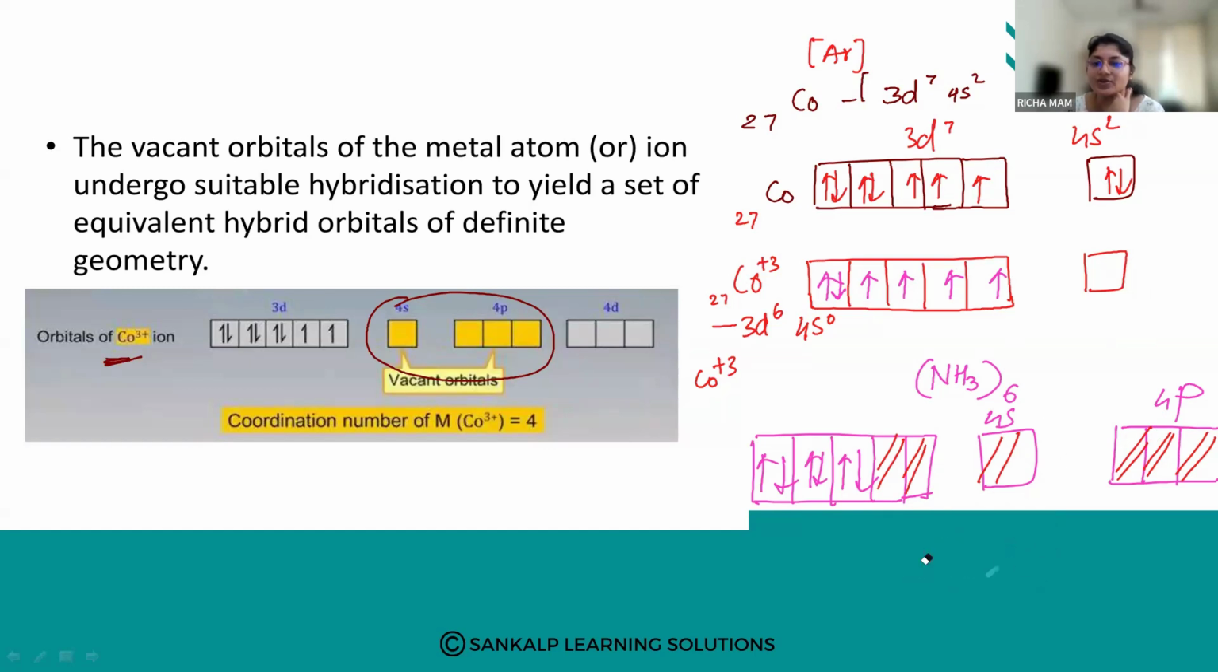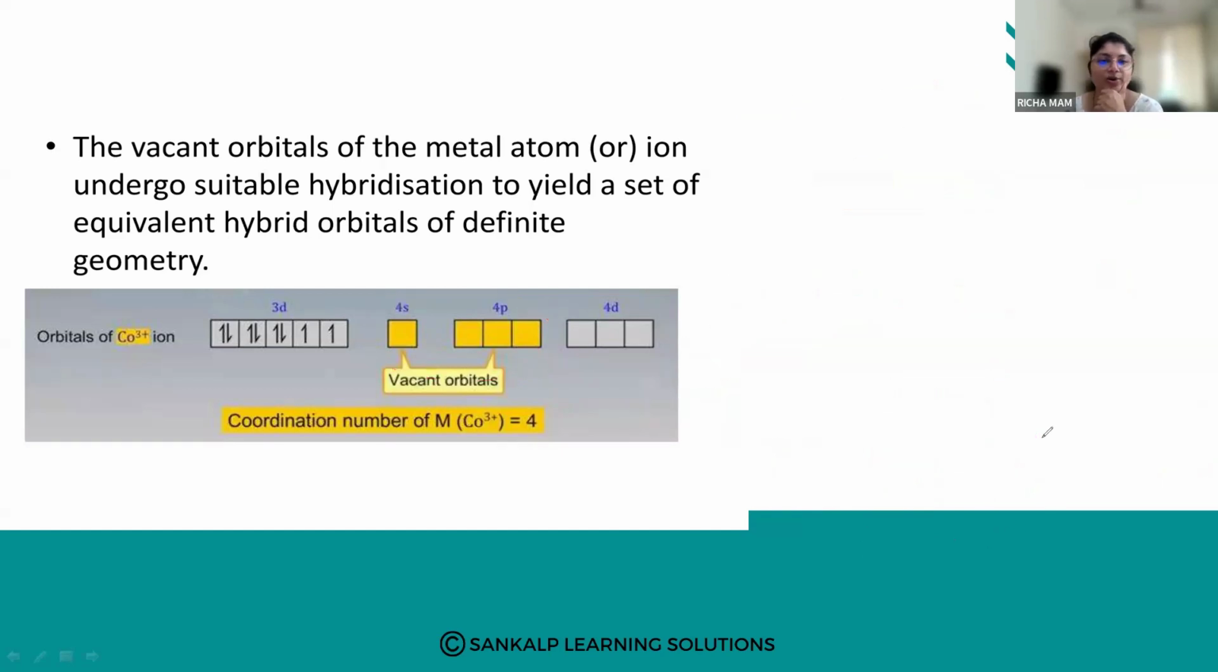When it wants to occupy the 6 ligands, it will empty the 6 hybrid orbitals. These are the vacant d orbitals. Here, it is using the inside orbitals, so it is called the inner orbital complex. If it is using the nd orbitals, then it is called the outer orbital complex.